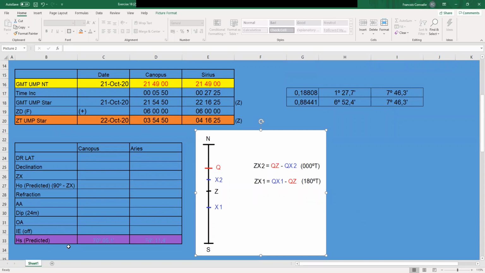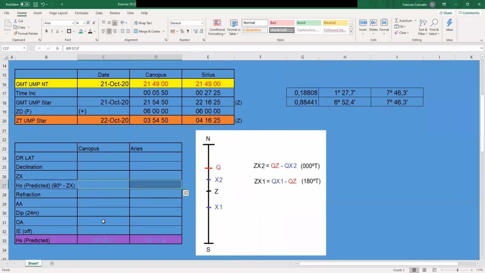So when we want to predict a sextant height, we need to start with HO and work everything in reverse. How do we find HO? We find HO when we know what ZX is, because HO is complementary to ZX, remember? You'd remember this from S1. Okay, so HO is complementary, so 90 degrees minus ZX is HO. How do we get ZX? We get ZX by doing this diagram.